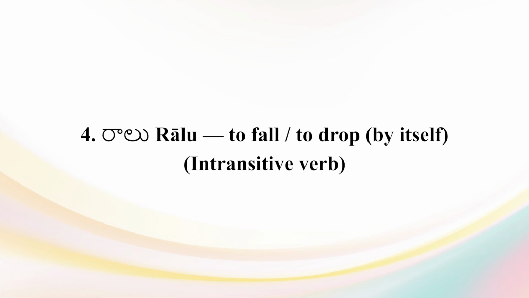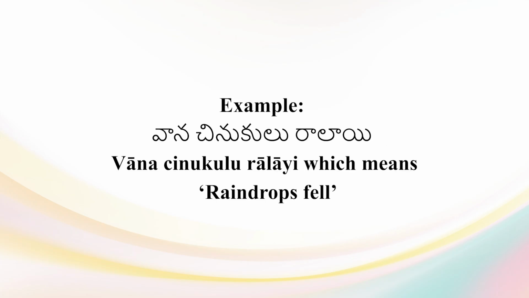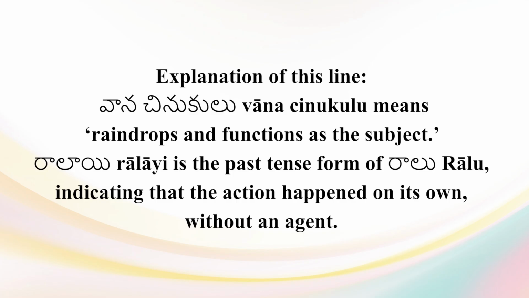Ralu means to fall or to drop. Intransitive verb. See the example, Vana chinkulu ralayi, which means raindrops fell. See the explanation here. Vana chinkulu, which means raindrops, functions as the subject. Ralayi is the first tense form of ralu, indicating that the action happened on its own without an agent.